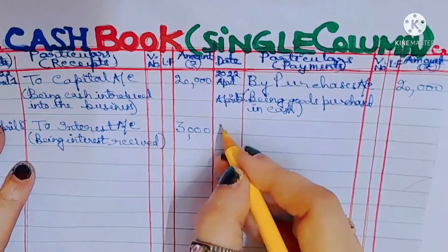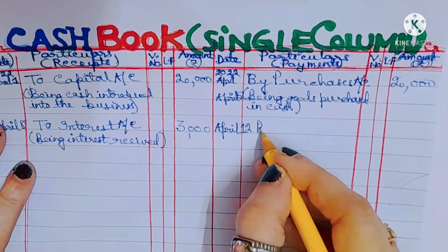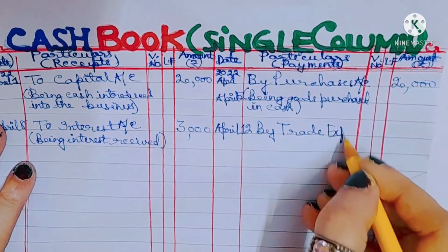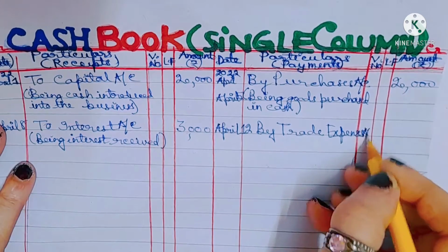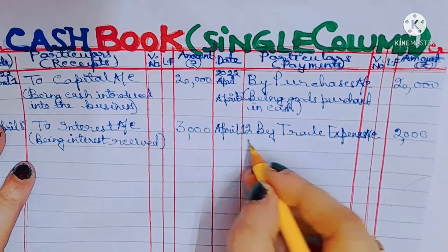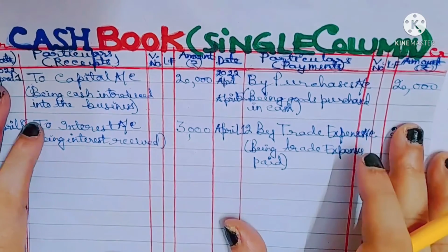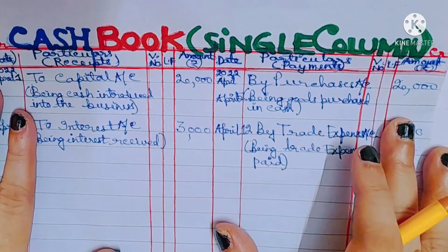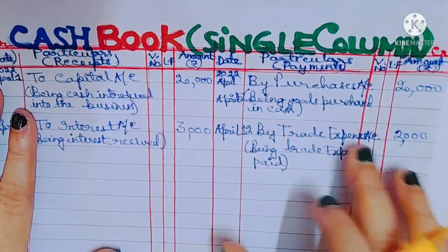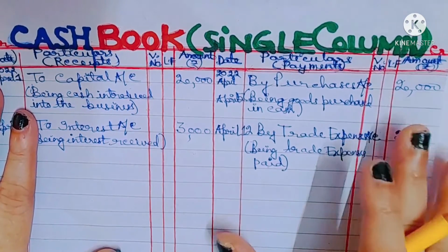Okay, so let's write 12th April. By trade expenses account, how much? 2,000. Being trade expenses paid. Moreover, cash book is a real account. So according to real account, what goes out is credit. Here, when trade expenses is paid, cash goes out from the business. So 2,000 will be credited. Understood? Now let's see the next transaction.